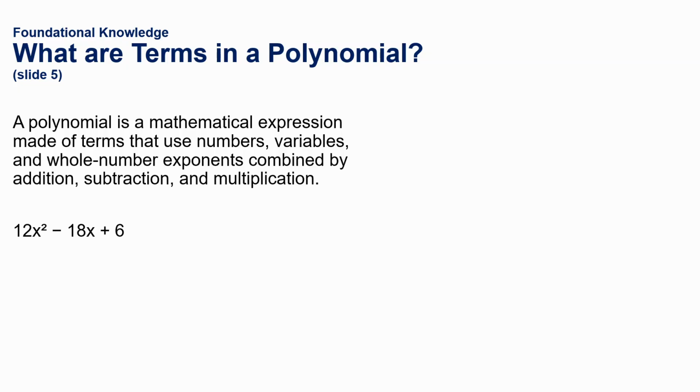The first term being the 12x squared, where 12 is the coefficient and x squared is the variable part. We then have 18x, which is the second term, 18 being the coefficient, x being the variable part. And then we have a third term, which is just a counting number or constant, number 6 here.